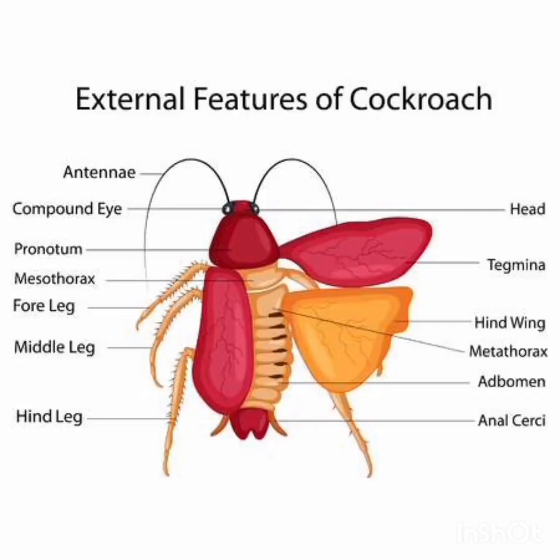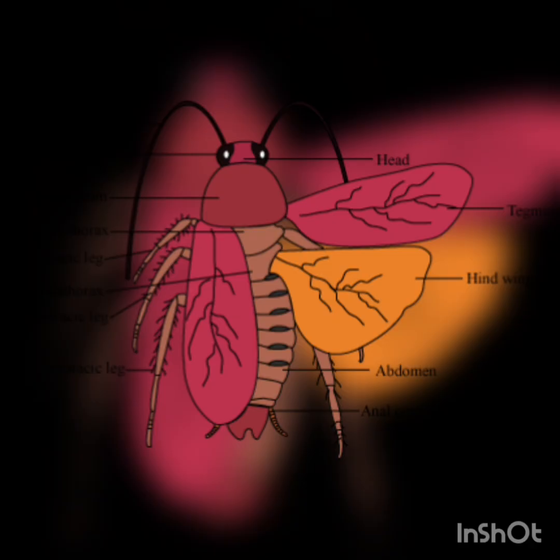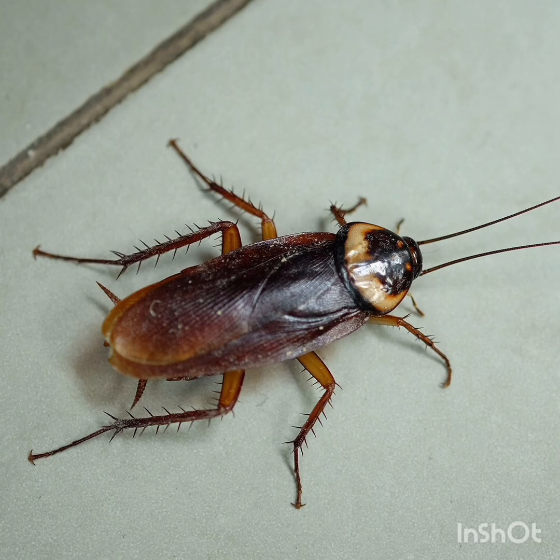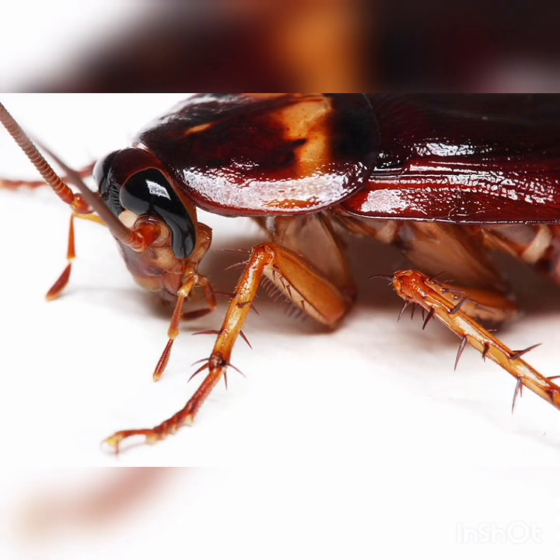Okay, now see the image. You will understand what is meant by head, tegmina, hind wing, metathorax. Okay, the main question that arises here is how to differentiate male and female cockroach. Here you have to remember one thing: anal styles are structures which are present only in males. They are not present in the female.